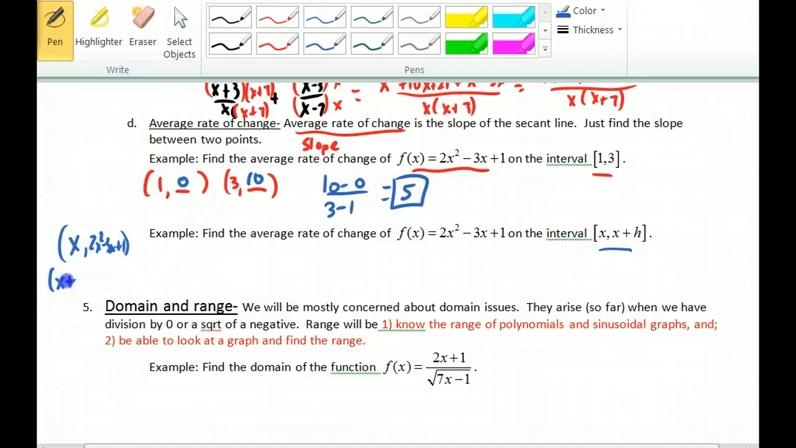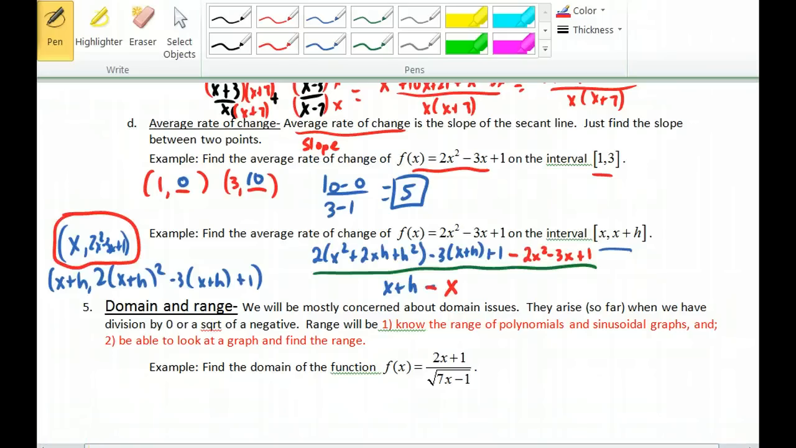Here, if I do x plus h, this is going to be a little bit more funky. So I'm going to go x plus h, quantity squared, minus 3. Wherever I have the x, I put parentheses, x plus h, and then plus 1. So here's a x, here's a y, here's a x, here's a y. Average rate of change, find the slope. So I'm going to simplify this and come back to you.